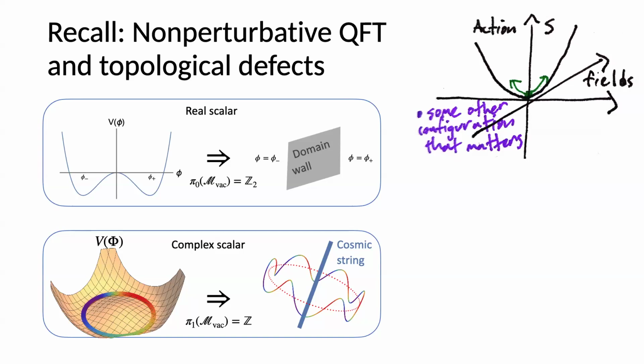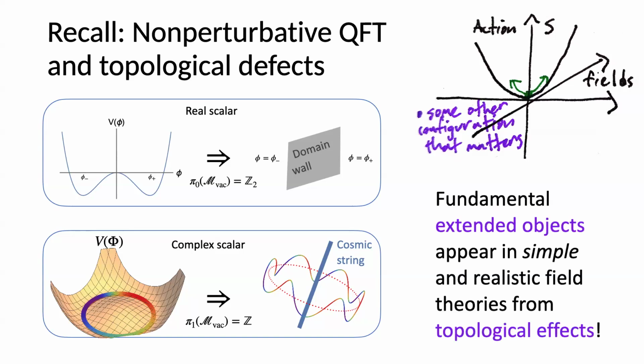Which again can appear in not just these very simple theories, but also in realistic theories of the early universe. Many grand unified theories have one or the other or both of these sorts of topological defects in them. And these are some fundamental extended objects that appear in both simple and realistic theories of high energy physics.